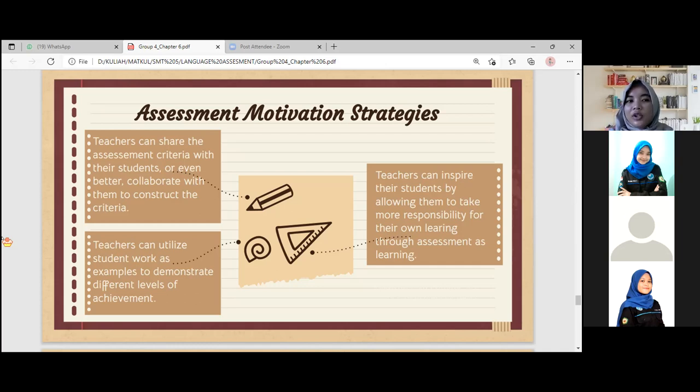And the last one is teachers can inspire their students by allowing them to take more responsibility for their own learning through assessment as learning. Because many of our students live far away from their family, taking charge of their own education is a big but necessary first step towards success. Teachers can illustrate that achievement will have a long-term influence on students' lives by using self and peer assessment projects. Self-assessment allows students to see their own progress and so become more motivated to succeed.